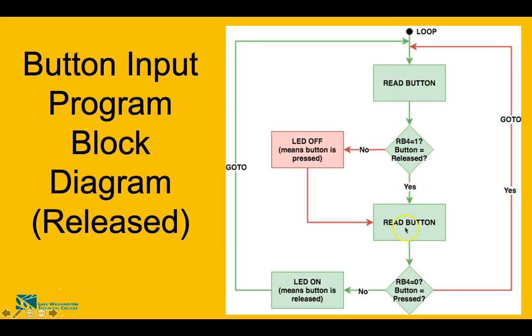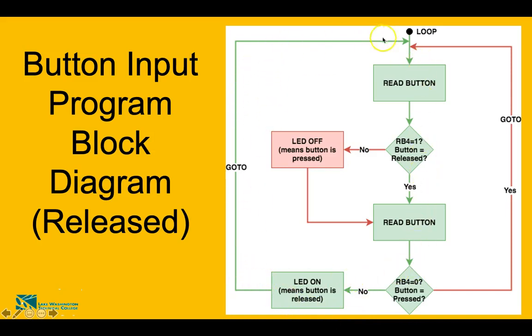If it is yes, read the button, and if RB4 is equal to 0, button is equal to pressed, yes or no. If it is no, then LED is on. So this is the extensive version of the flowchart which you saw previously. A few blocks have been added, and this particular flowchart, especially the green blocks, tells you what will happen when the button is released.